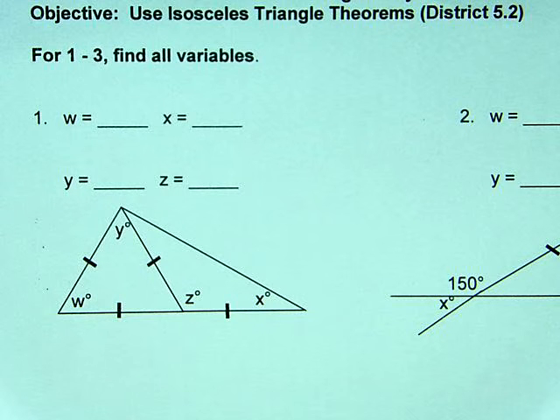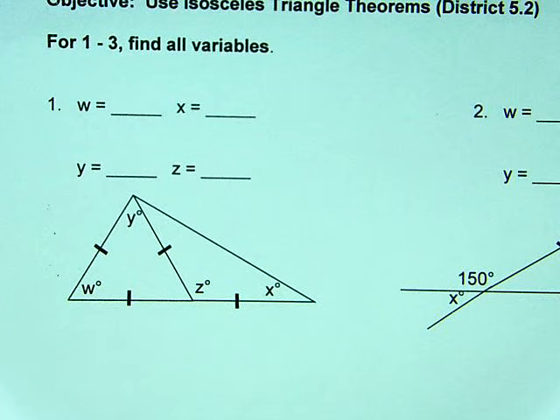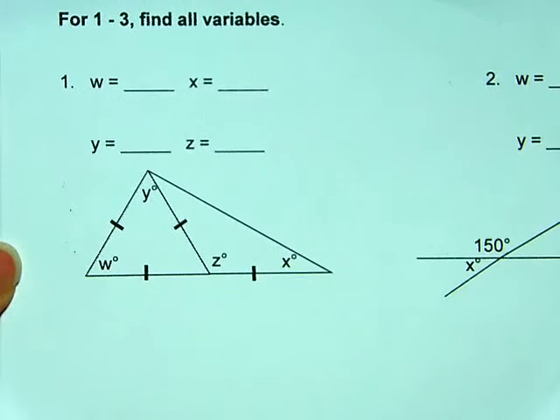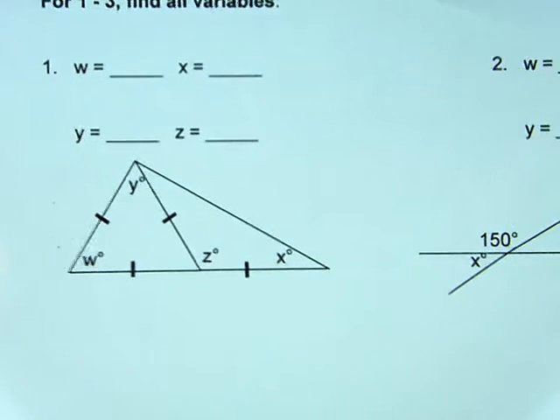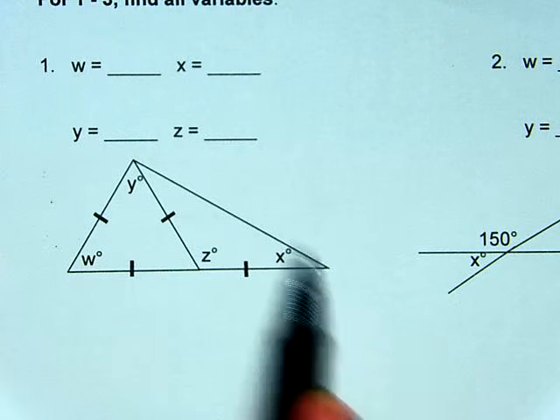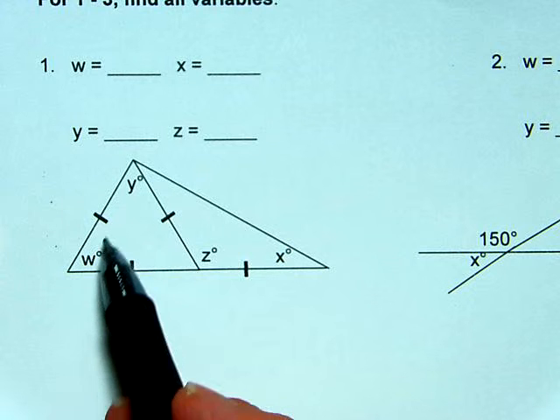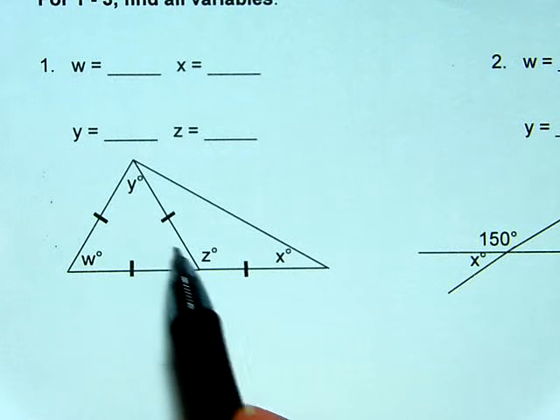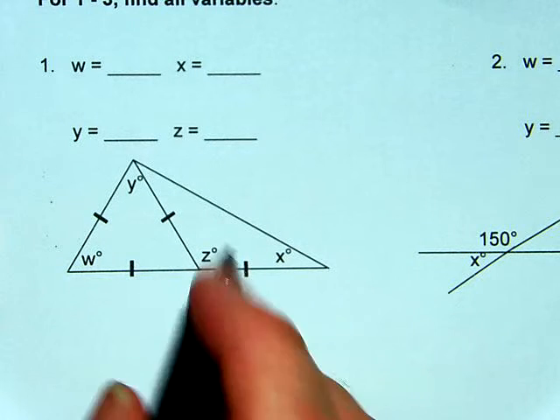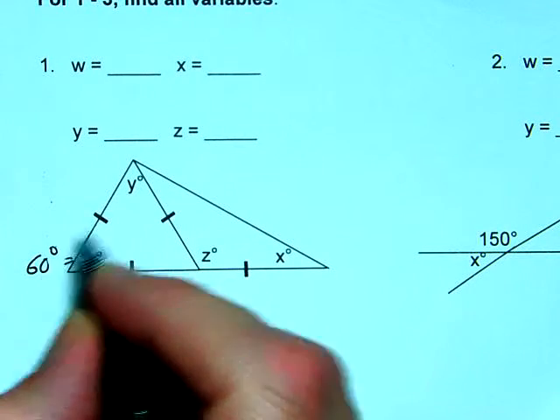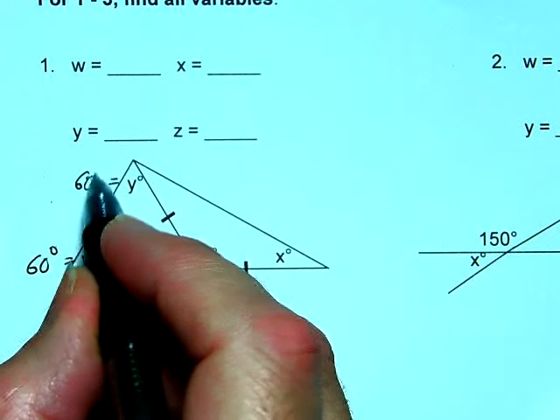So now moving on to more problems with isosceles triangles. We are being asked to find all the variables in this problem. And this has some similarities to the last problem we just did. We see that this smaller triangle here is equilateral. So that automatically tells us that all three sides are equal, that all three angles are equal to 60 degrees.